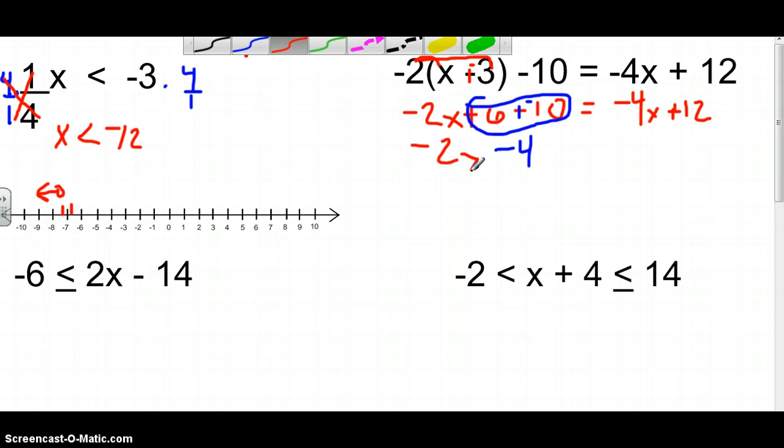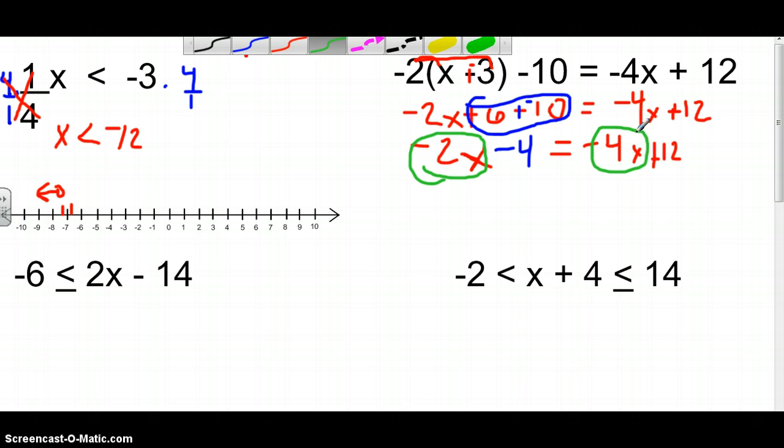We have -2x. Oops. That becomes -4 equals -4x plus 12. Okay, so our next step was to get our variables together. Well, I've got a -2x on this side. I've got a -4x on this side.